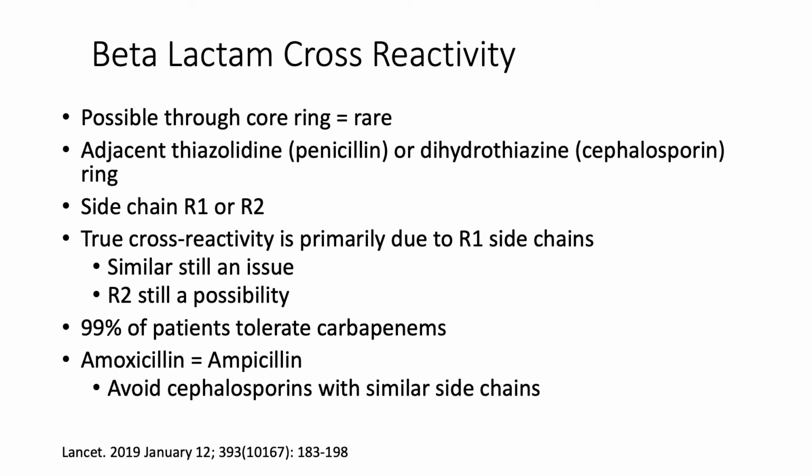Beta-lactam cross-reactivity, a little bit more about that. It can be through the core ring, but that's very rare. Usually it's the adjacent rings, and depending on if penicillin or cephalosporin, which ring that is. And actually much more the side chain R1 or R2. True cross-reactivity is primarily due to the R1 side chain. R2 can be. But interestingly enough, no matter what the allergy is, whether it's penicillin or cephalosporin, 99% of these patients tolerate carbapenems, even though they are beta-lactams. Remember, amoxicillin equals ampicillin, and we need to avoid certain cephalosporins with similar side chains related to that.